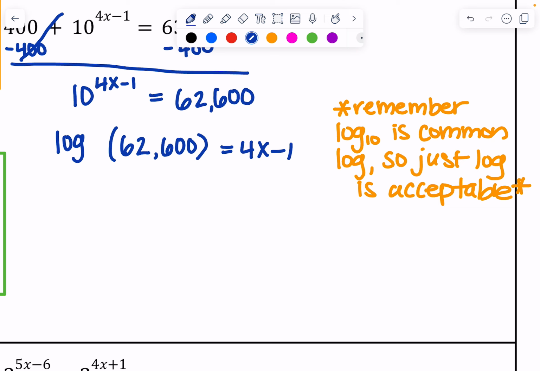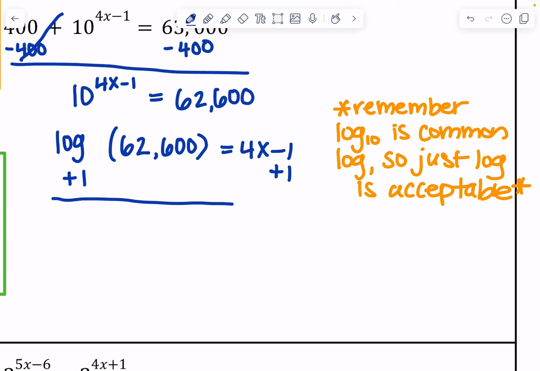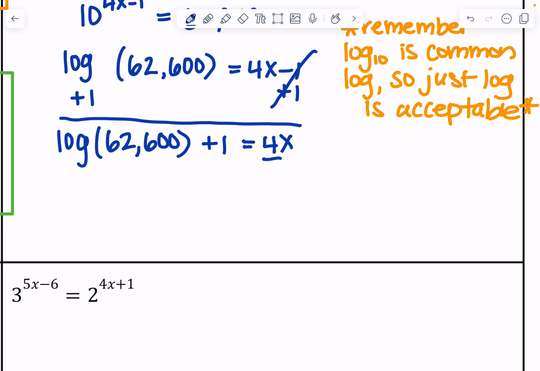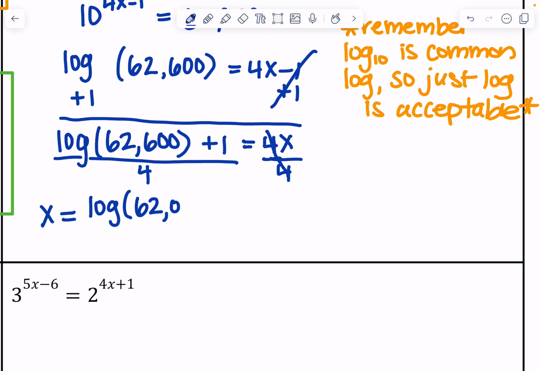All right, we're solving for x, so I need to add 1 to both sides. You could go ahead and get a decimal from here. I'm just going to keep it separate till the end. So I have log of 62,600 plus 1 on the outside of the log is equal to 4x. And then I need to divide everything by 4. And my x is going to be equal to log of 62,600, and outside of that, I have plus 1, and all of that is over 4.